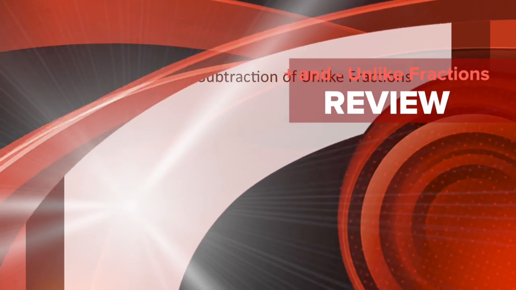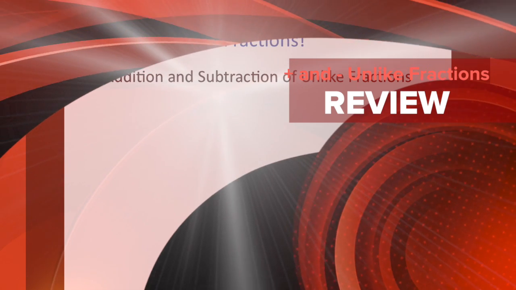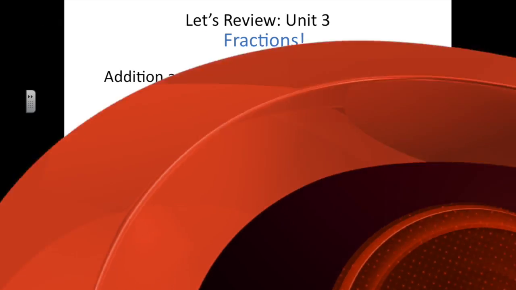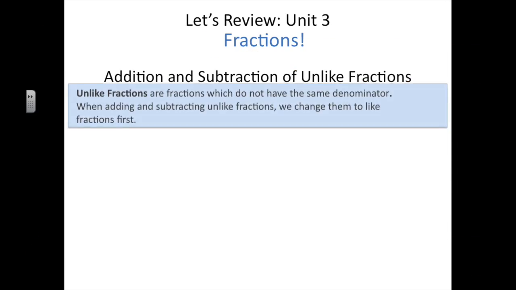Let's review Unit 3, Fractions. Addition and subtraction of unlike fractions. Unlike fractions are fractions which do not have the same denominator. When adding and subtracting unlike fractions, we change them to like fractions first. So in order to add or subtract unlike fractions, we must find a common denominator before solving.